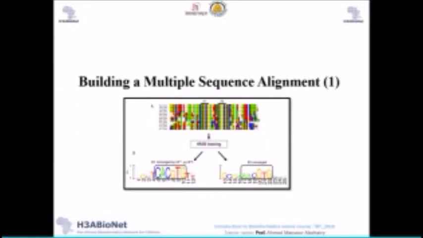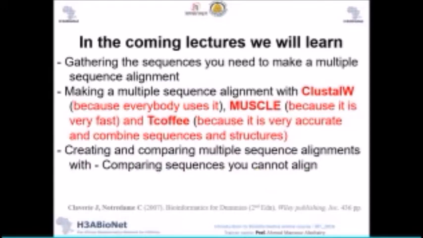In building multiple sequence alignment, there are many purposes, but we will see how we can gather sequences. You will see this in the practical. For making a multiple sequence alignment, there are three famous programs. Number one is Clustal W. Everybody uses it. It has a lot of citations, so you can use it very safely.